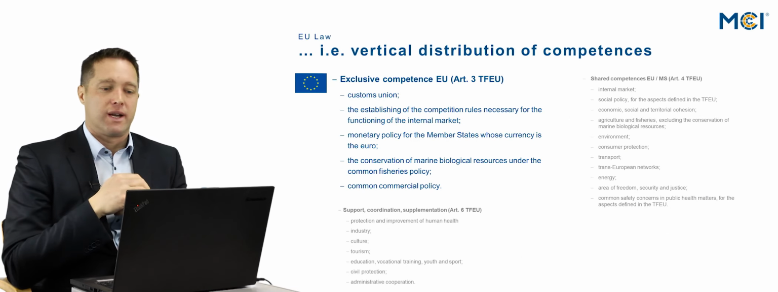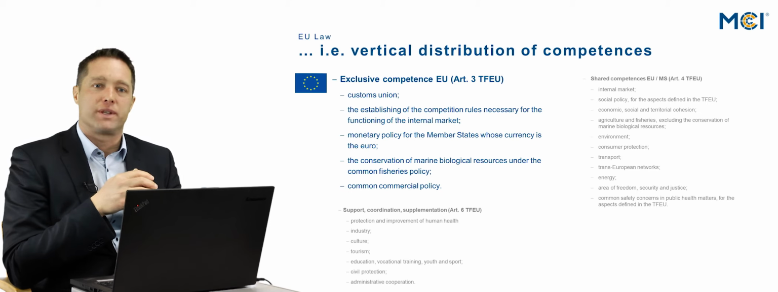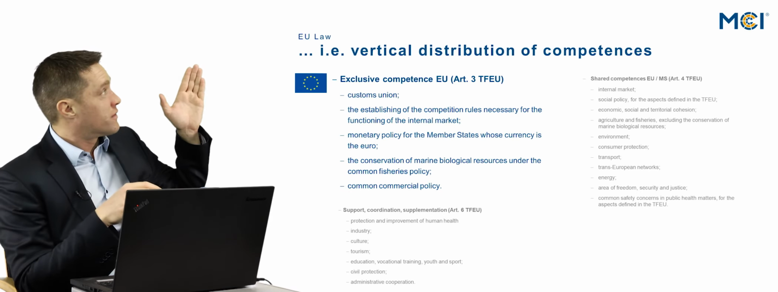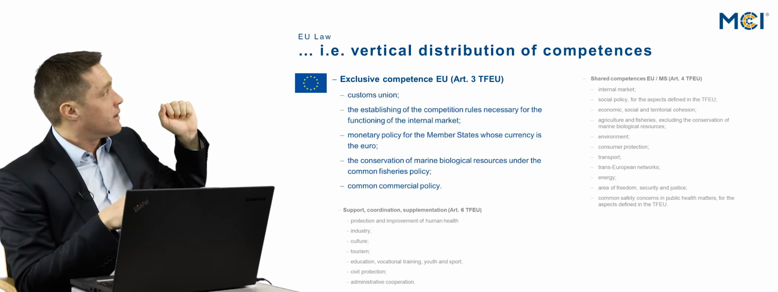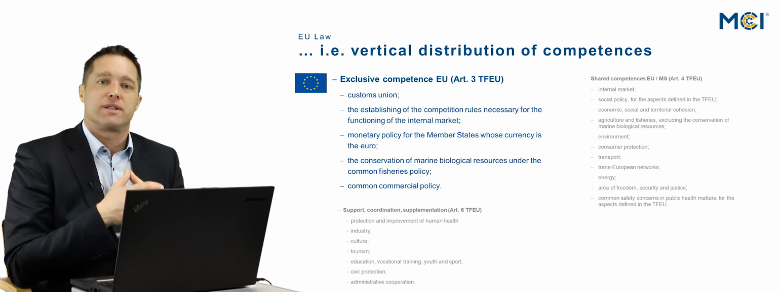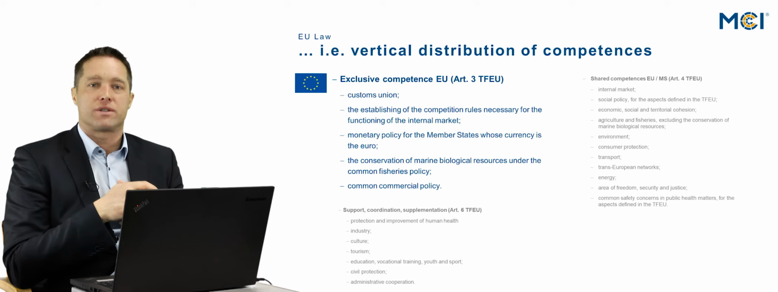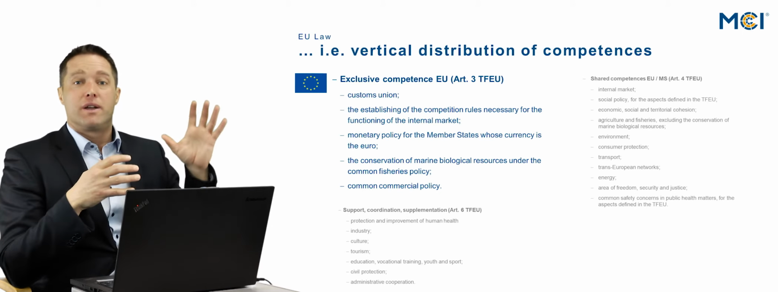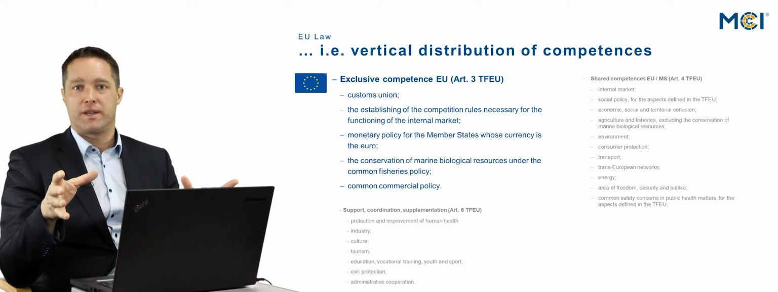So if we look into this vertical distribution of competences, we can see that questions of the customs union, questions of the euro, so the single currency, at least for those countries who have adopted the euro, and other questions, the common commercial policy, those are all questions where we have an exclusive EU competence.